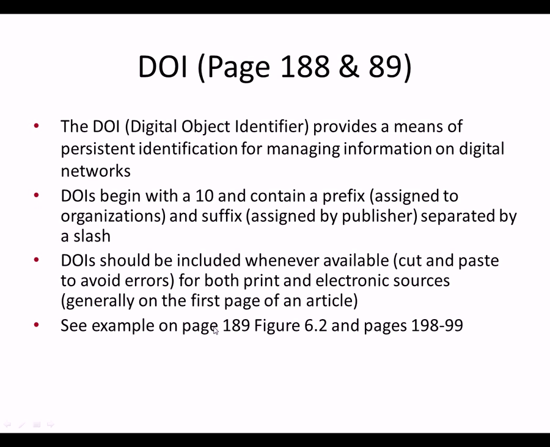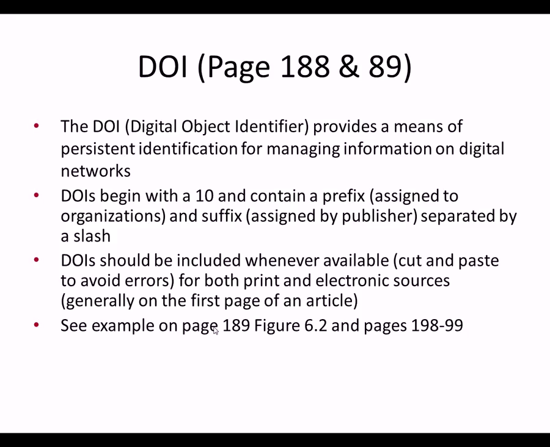The DOI, it talks about that on pages 188 and 189. It stands for Digital Object Identifier, and this provides a means of persistent identification for managing information on digital networks. DOIs begin with a 10 and contain a prefix assigned by that organization and a suffix assigned by the publisher, separated by a slash. These should be included whenever available. You want to cut and paste to avoid errors, in both print and electronic sources. Generally, it's on the first page of an article.